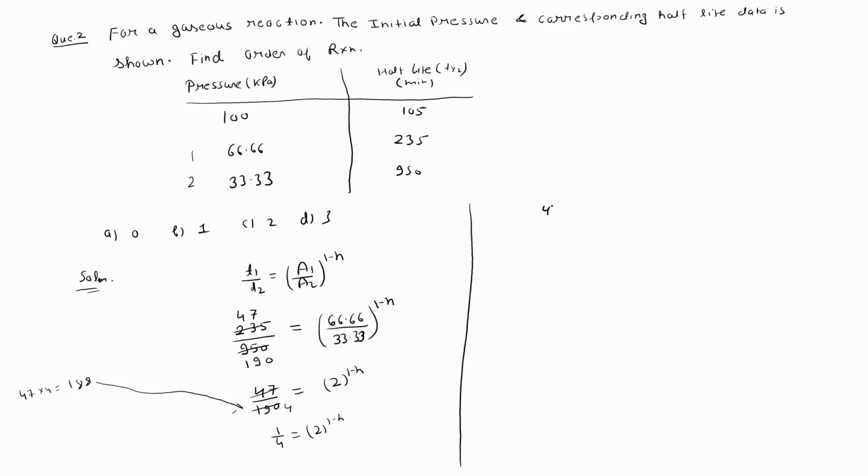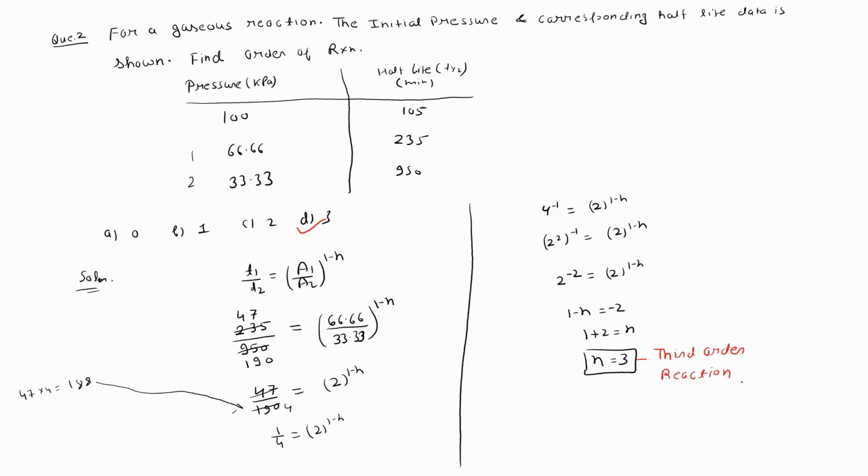4 to the power minus 1 is equal to 2 to the power 1 minus n. So 2 squared, the whole power minus 1, is equal to 2 to the power 1 minus n. So 2 to the power minus 2 is equal to 2 to the power 1 minus n. So 1 minus n is equal to minus 2. So 1 plus 2 is equal to n. So n is equal to 3. That is a third order reaction. The option is D part. Here this is a third order reaction.